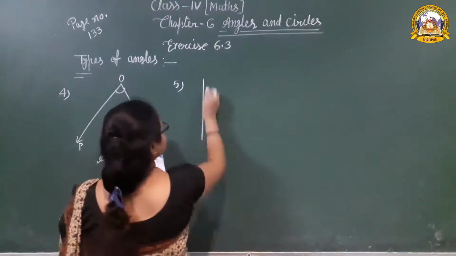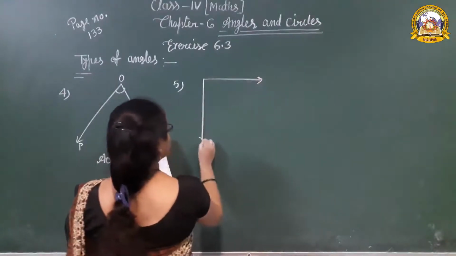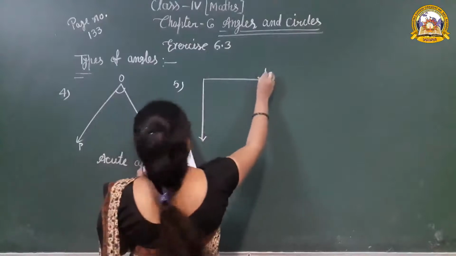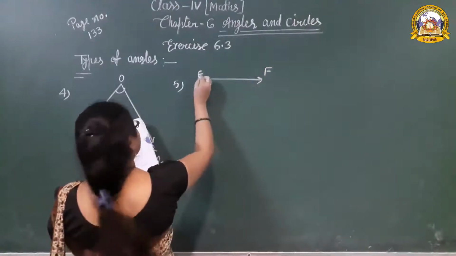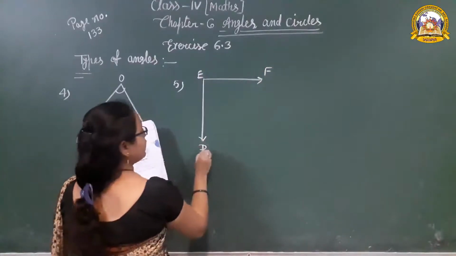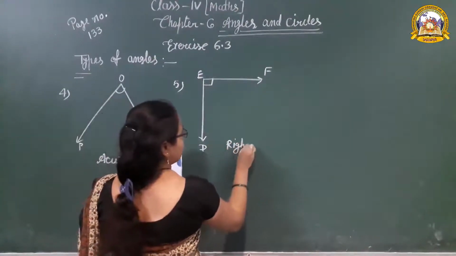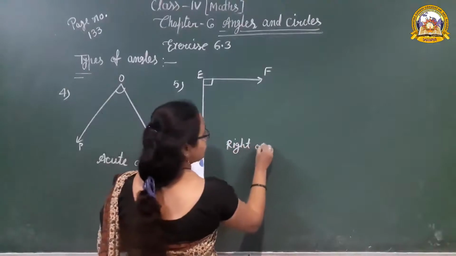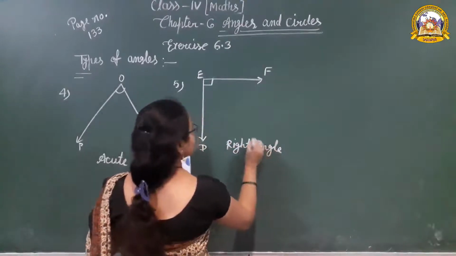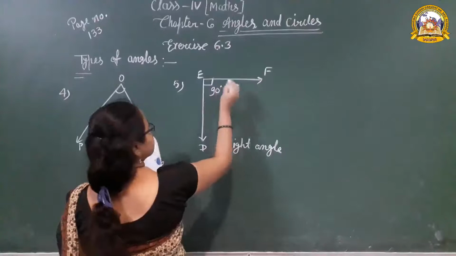Now what is the shape of this angle? Which type of angle is it? F, E, D. It is a right angle. Right angle, what is the measurement of the right angle? A right angle has 90 degree.